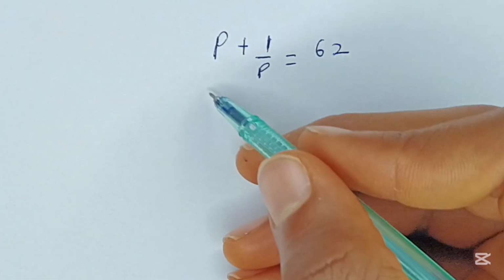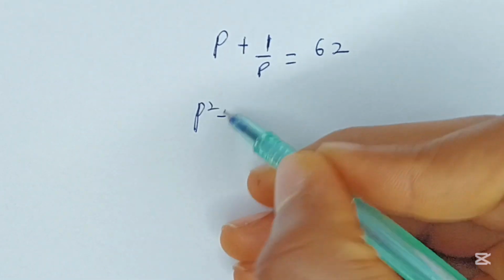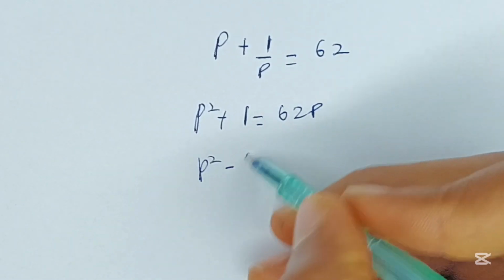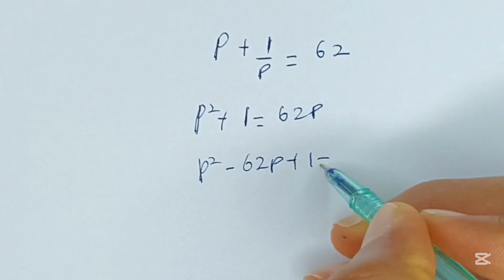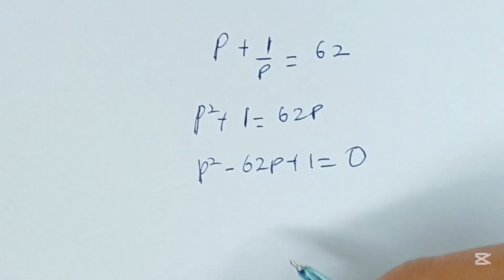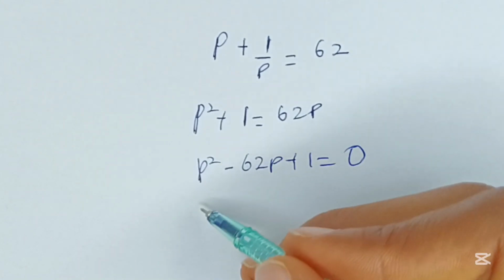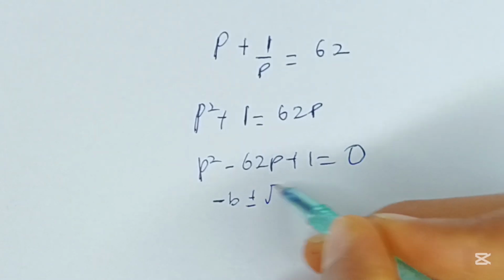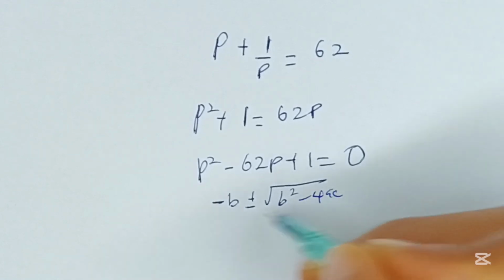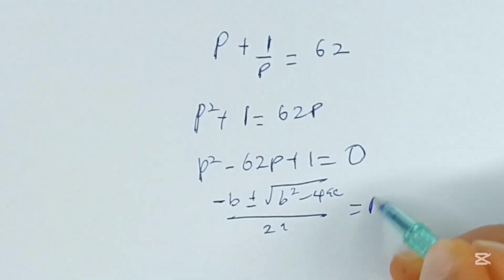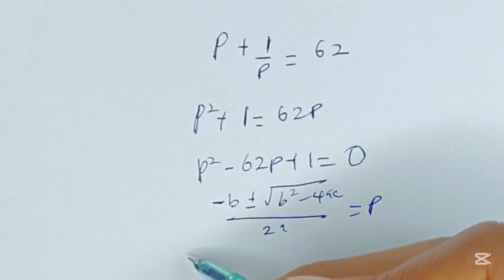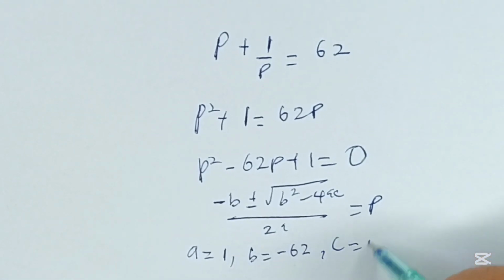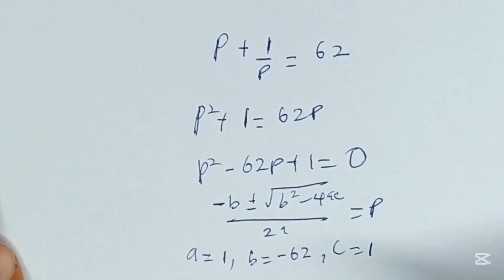Hence from here, multiplying each term by p, we have that p squared plus 1 is equal to 62p. Hence p squared minus 62p plus 1 is equal to 0. Moving on, let's use the quadratic formula, which states that minus b plus or minus square root of b squared minus 4ac all over 2a will be equal to p. Hence our a is equal to 1, b is equal to negative 62, c is equal to 1.